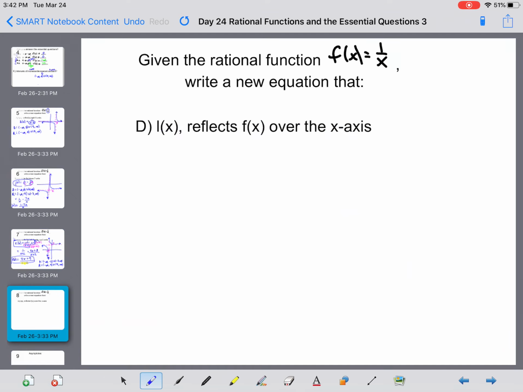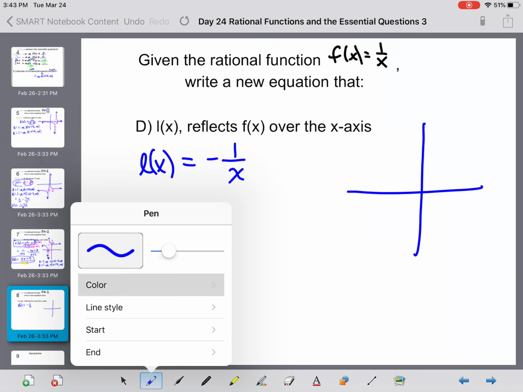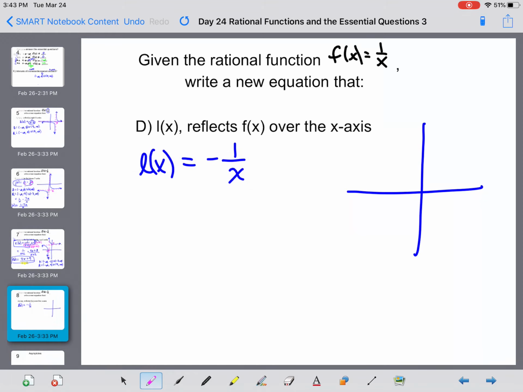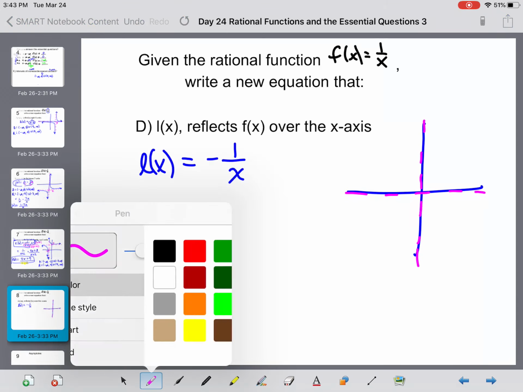All right, last one here, D, L of x. This is going to be f of x reflected over the x-axis. So the equation itself isn't very exciting. It's just going to have the negative sign out front. And then let's go ahead and reflect this. I'm not shifting it up or down any. I'm not shifting it left or right any. So I'm just going to have those 2 dashed vertical lines right there on the axes.